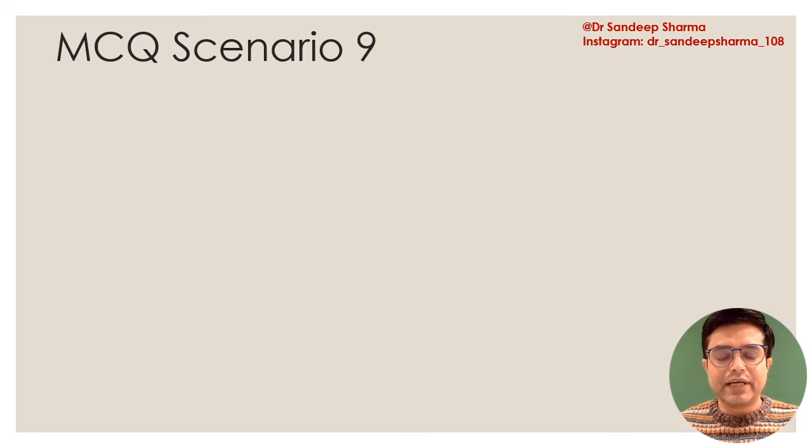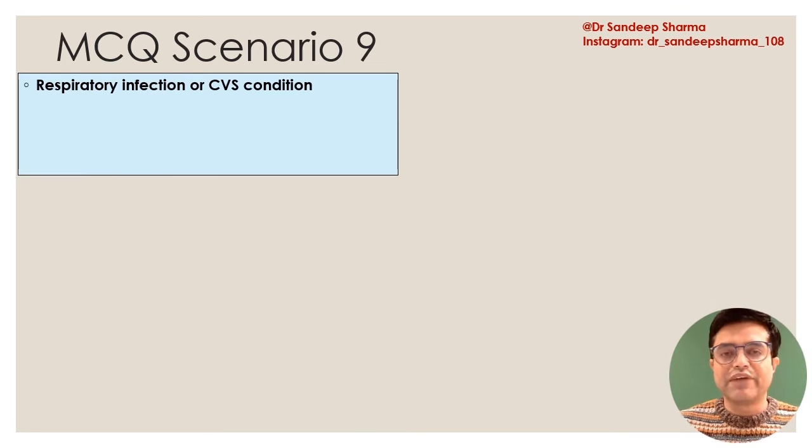Now let us look at MCQ scenario number 9. The question will say that there is a patient who has an underlying respiratory infection or a cardiovascular condition. Very rarely there may be a systemic patient or an absolutely normal person, but there will be some degree of respiratory feature present. Cough, dyspnea, chest pain, something will be there.